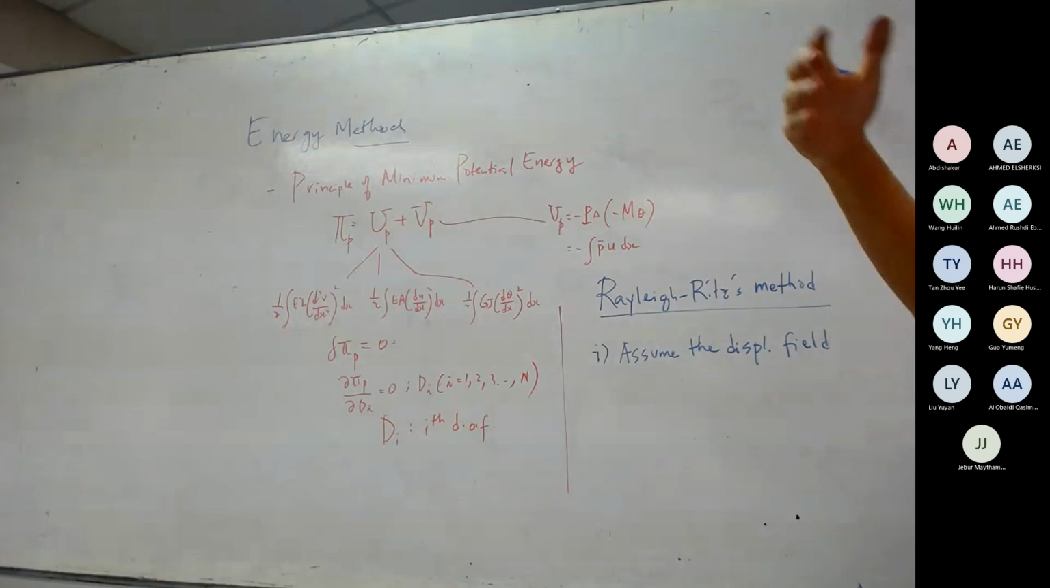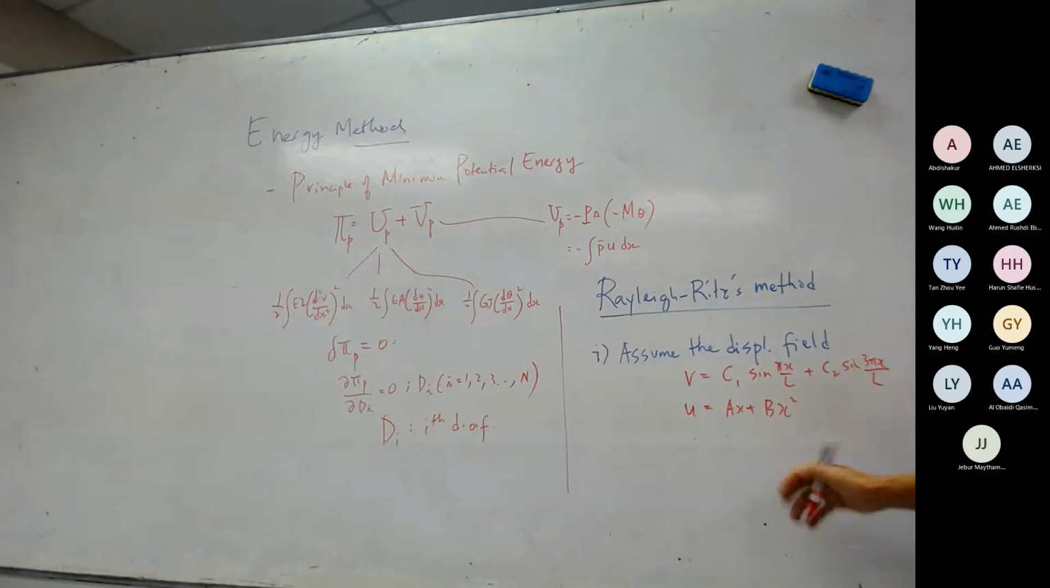It can be, for example, sin(pi x over L) or sin(3 pi x over L). This is the displacement field for a beam bending problem. Or if it is an axial displacement problem, maybe it's just ax plus bx squared. So this is also a displacement field. This is for a bending problem, let's say v, and this is for an axial problem, let's say for this bar problem.